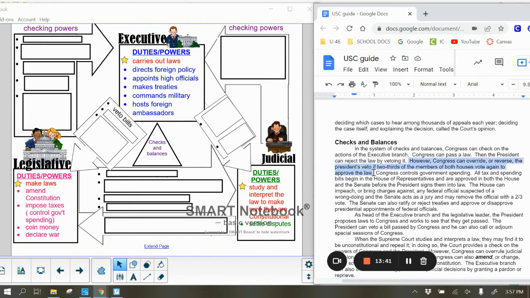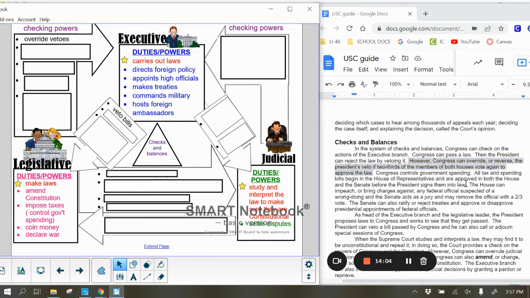However, Congress can override or reverse the president's veto if 2/3 of the members of both houses vote again to approve the law. So here we're talking about Congress. Congress is the legislative branch, right? And so the legislative branch has checking power over the president, who is the executive branch. And what they are going to do is override the president's veto.